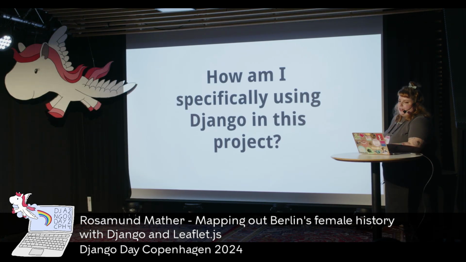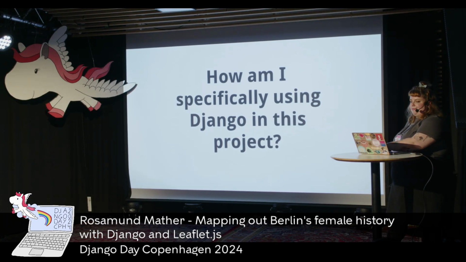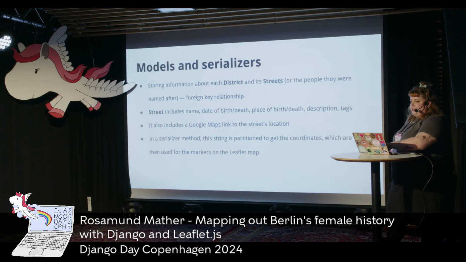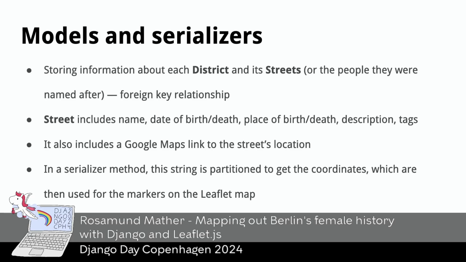So you're probably wondering, how am I specifically using Django in this project? At the core of every Django project, or at least every app, is models. And I pretty much only have two models, which is district and streets. There are 12 districts in Berlin, and each one has so many streets, or people the streets were named after. So that is linked by a foreign key relationship.